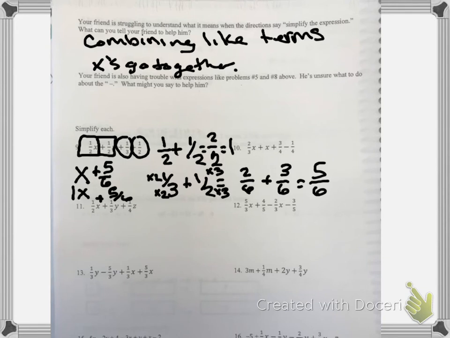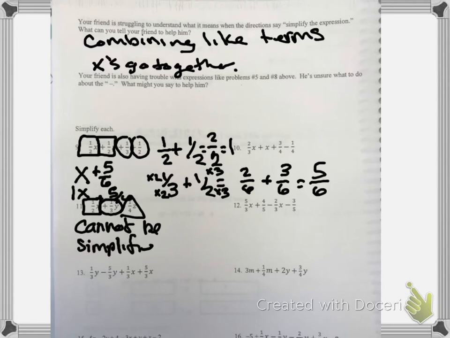Okay, number 11. We have 1/2 x, so I'm going to put a square. I have a y, which is a different variable, so I'm going to put a circle. And then I have z, which is a triangle. I'm just going to call it a triangle. None of those are the same shape, so this one cannot be simplified further. The reasoning is I have x's, y's, and z's. I don't have any repeating, so that is as simple as it can go.